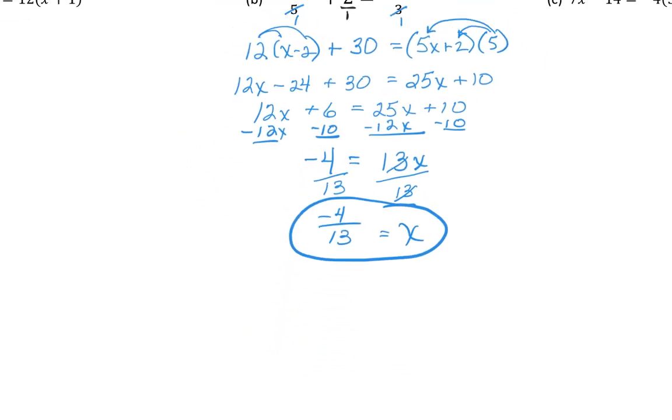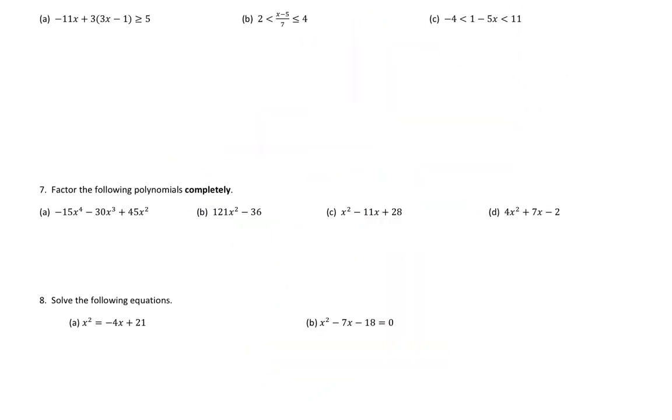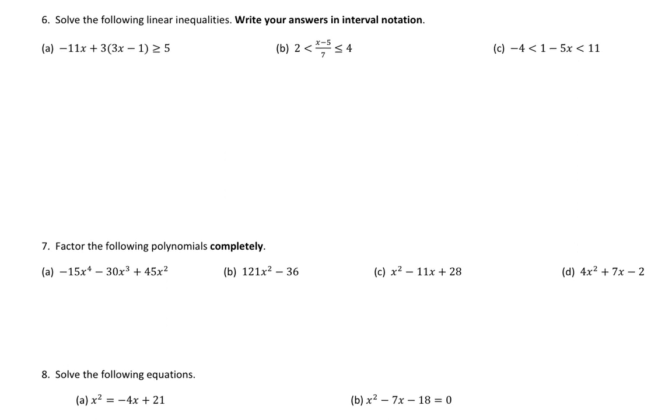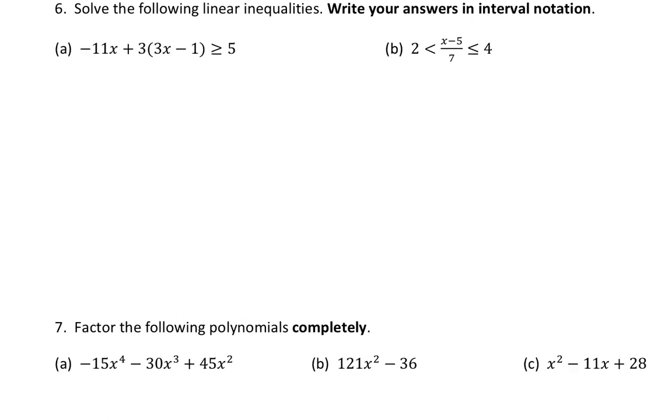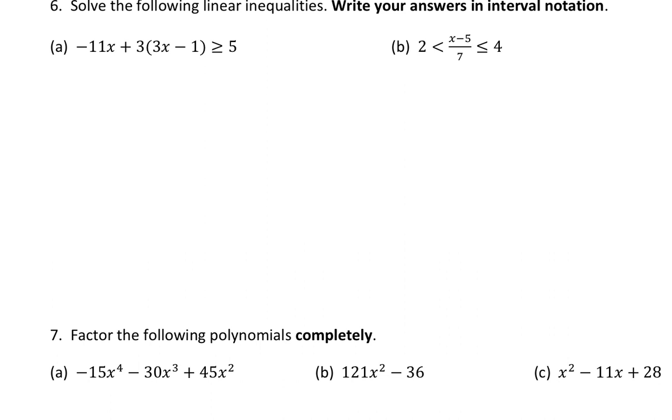Let's see what we have next. To the next page. All right, what do we have? Linear inequalities. Let's do A. Just a basic linear inequality. So working it out, let's get rid of our parentheses. This is A we're doing, so see what we have. So 9x minus, and 3 times 1 is 3. Okay, negative 11x plus 9x is negative 2x.